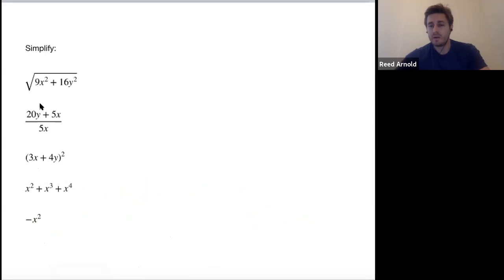Okay. Any questions I can answer about these? We're clear on the mix-up of multiplication and addition. These are the most common. There might be others, but these are the ones I see most frequently.